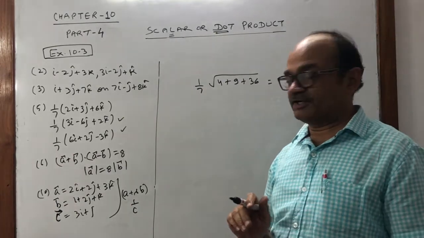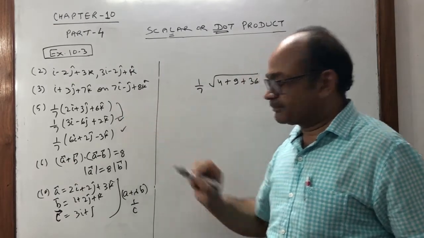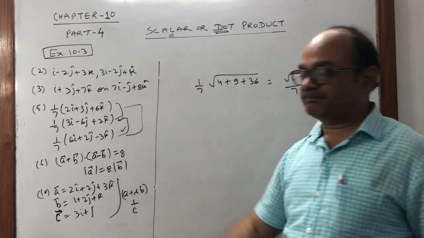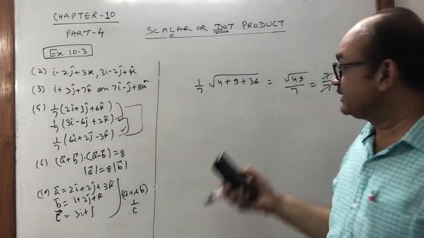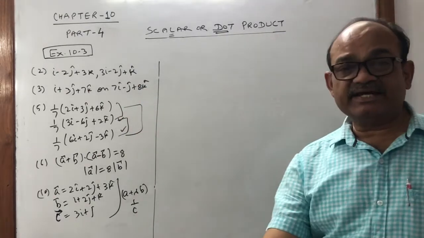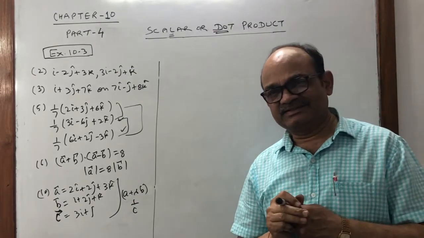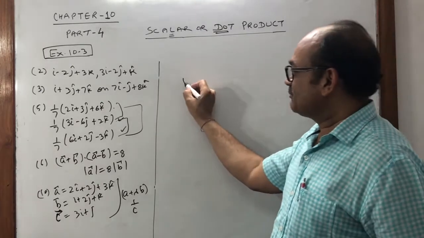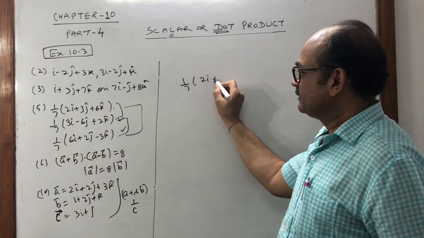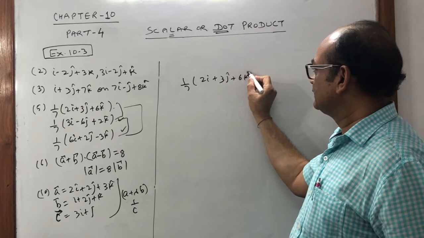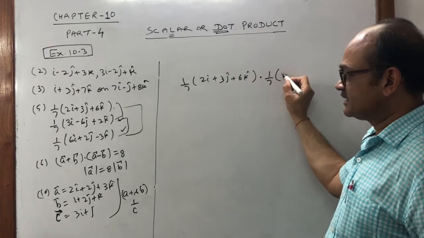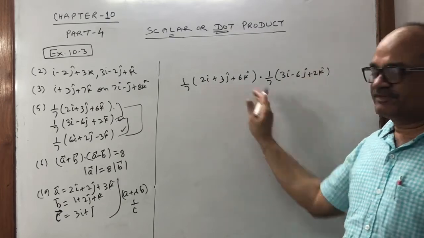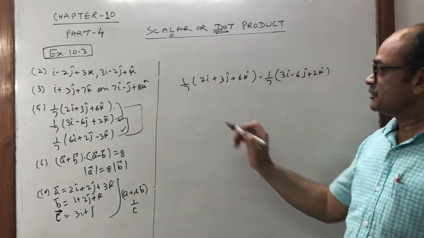Now the second part is important. The question is that these two are perpendicular, the last two are perpendicular, and the first and last again perpendicular. You have to prove that these three are mutually perpendicular, just like the x-axis, y-axis and z-axis. So we'll prove for any one whether their dot product is 0 or not. So 1 by 7 (2i plus 3j plus 6k), dot product 1 by 7 (3i minus 6j plus 2k). First we are using only vectors A and B.